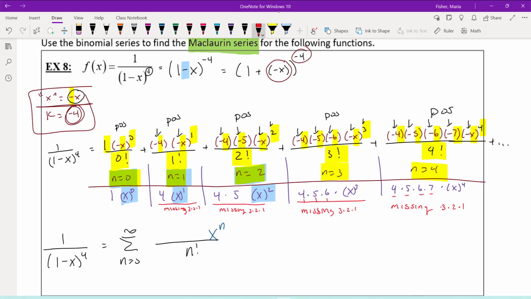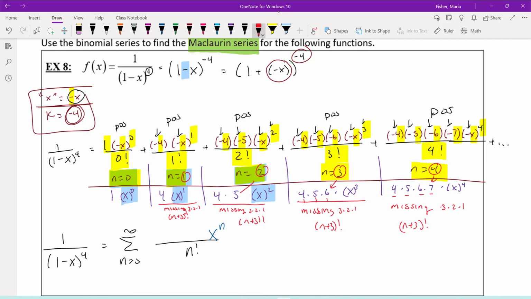But what about the top? Well, look here. When n is 4, you're at 7, and then you're multiplying 7 down. Well, isn't that just an n plus 3 factorial? And here, when you're at 3, you're multiplying 6 down. Yeah, that looks like an n plus 3 factorial. Here at 2, you're multiplying 5 down, n plus 3 factorial. Here at 1, you're multiplying 4 down, n plus 3 factorial.